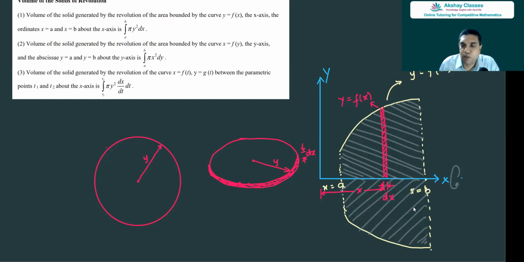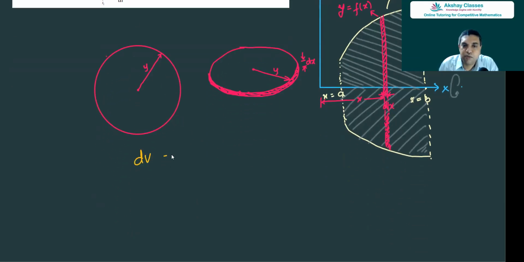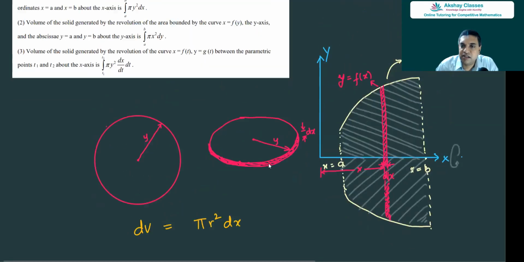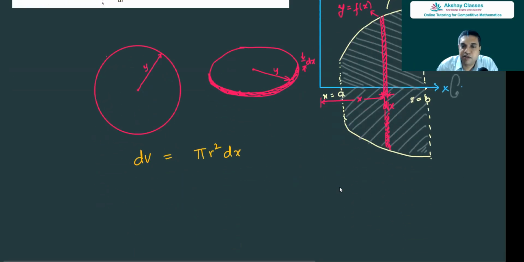Now, once this is done, you get a disk. All such disks, so this disk I'll extend here. So this will be the disk. Now all such disks from x equal to a to x equal to b, that's what we have to integrate. So what will be the volume of this disk, dv? Volume of this disk will be pi r square dx. So this gives the volume of this disk, and the summation of all such disks from x equal to a to x equal to b. Therefore, the volume will be integral pi r square dx from x equal to a to x equal to b.